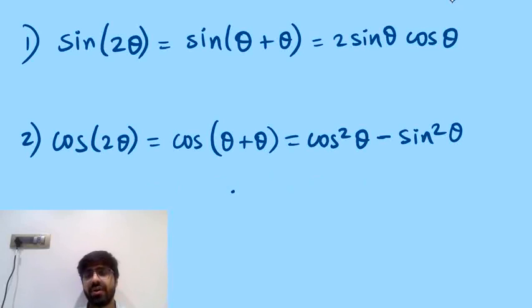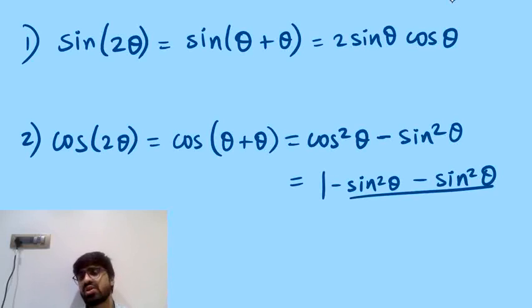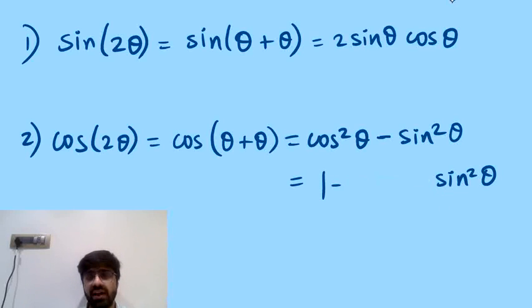Now because we have a trigonometric identity that tells us that cos square theta plus sin square theta is 1, we can write cos square theta as 1 minus sin square theta, and then we have 1 minus sin square theta minus sin square theta that club together. If you just open up the bracket here, minus sin square theta minus sin square theta is minus 2 sin square theta, and that is why the formula for this becomes 1 minus 2 times sin square theta.